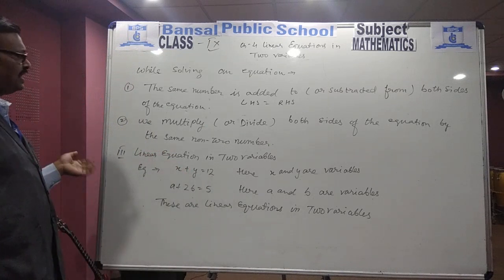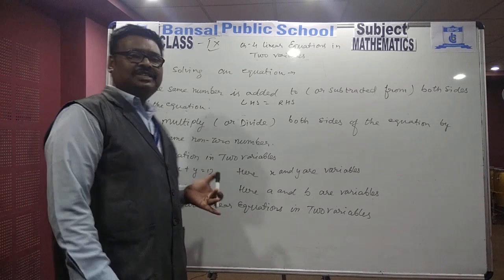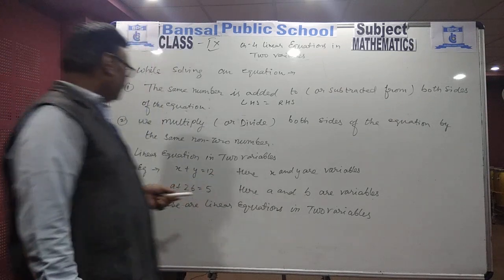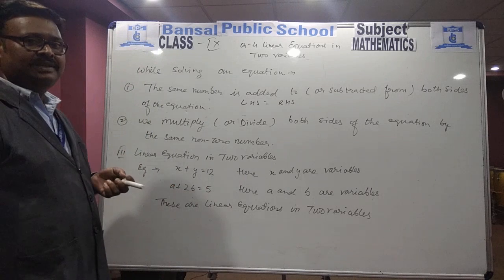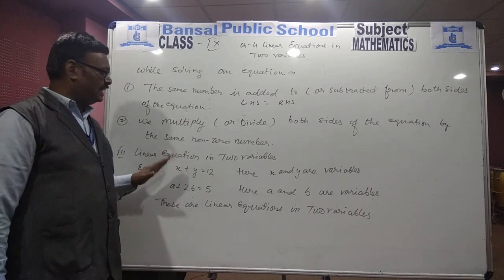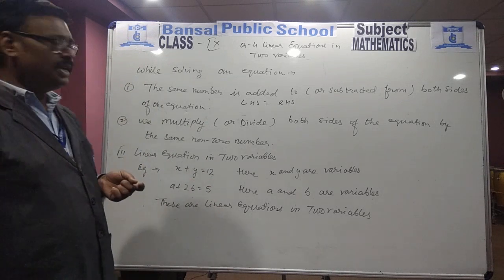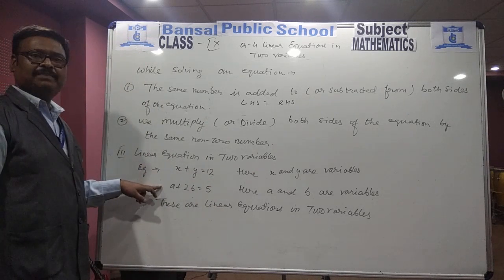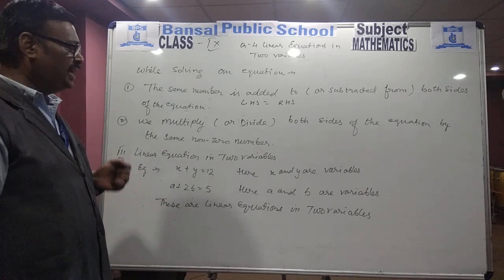Now third, let us learn about linear equations in two variables. Some examples are indicated here. x plus y is equal to 12. Here, observe the variables. There are two variables, x and y. LHS is x plus y, and RHS is 12. Let us take one more example: a plus 2b is equal to 5. Here, a and b are variables.